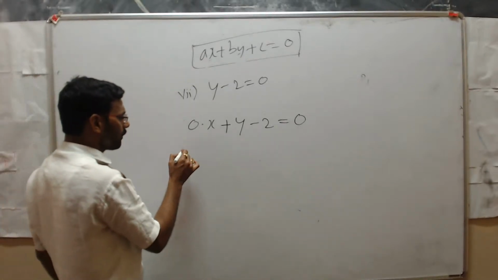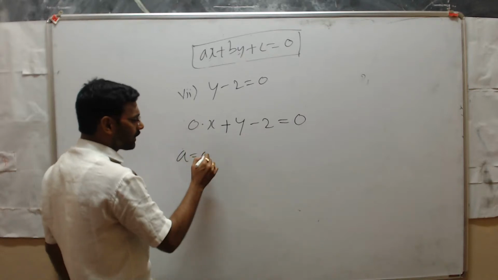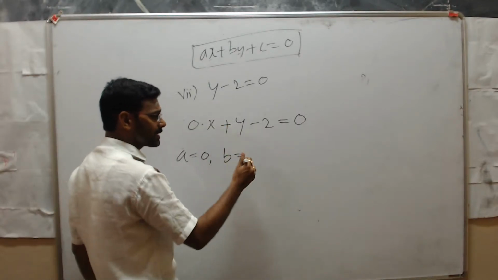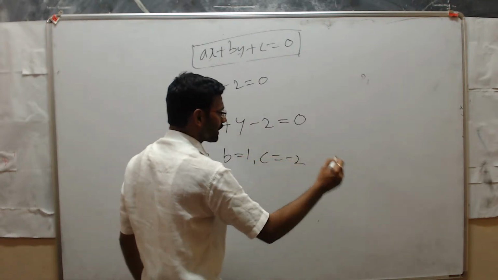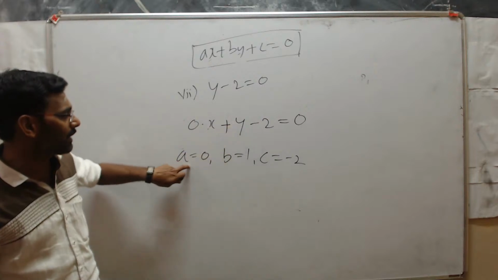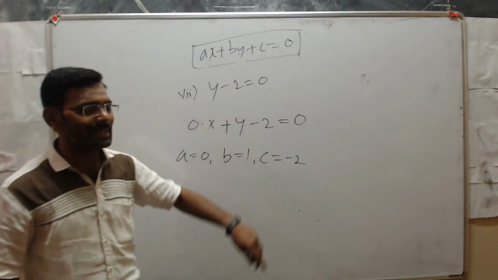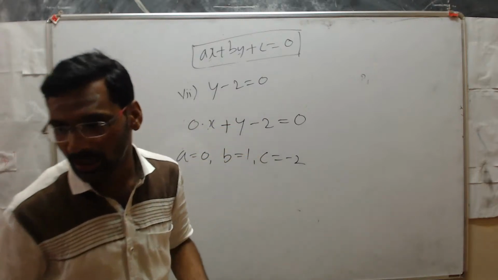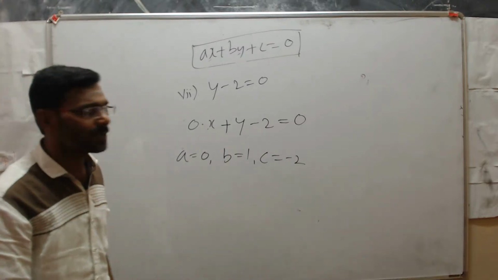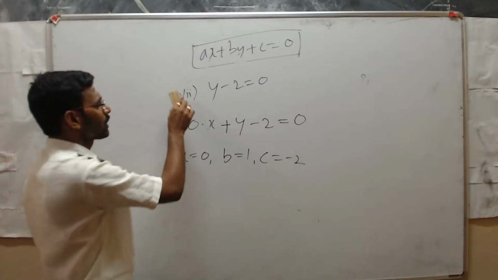Then what is the value of a? A is nothing but the coefficient of x, which is 0. For b, there is no visible coefficient, which means it is plus 1. C value, the constant term, is minus 2. Therefore a value is 0, b value is plus 1, and the constant term c is minus 2.